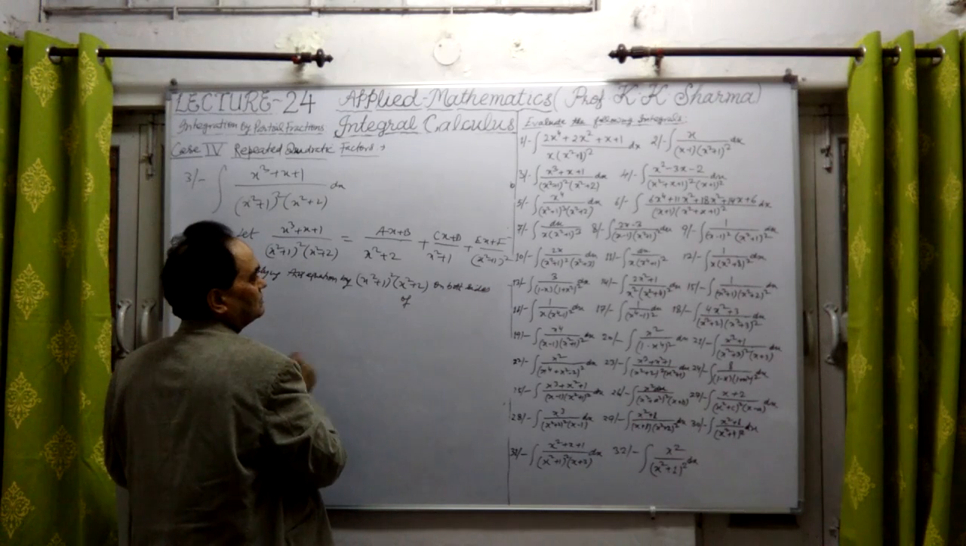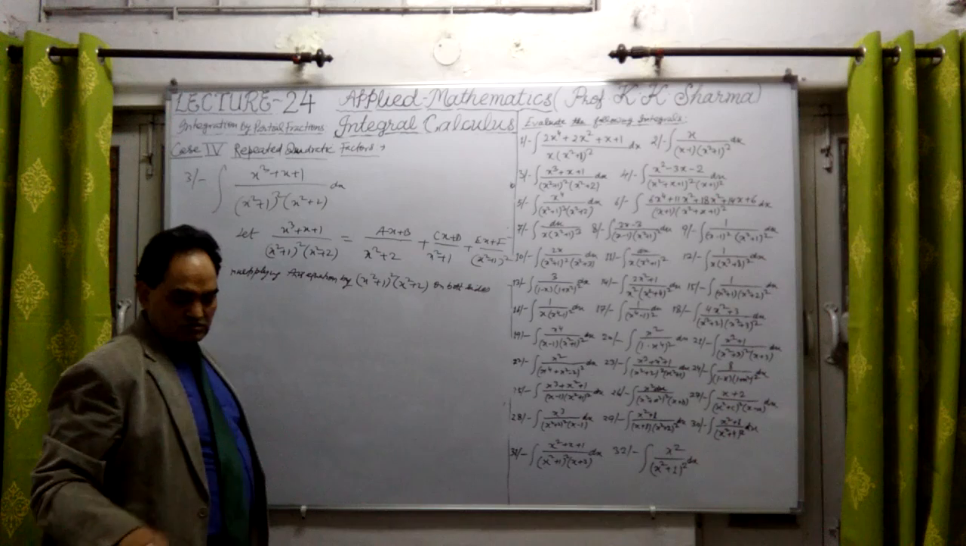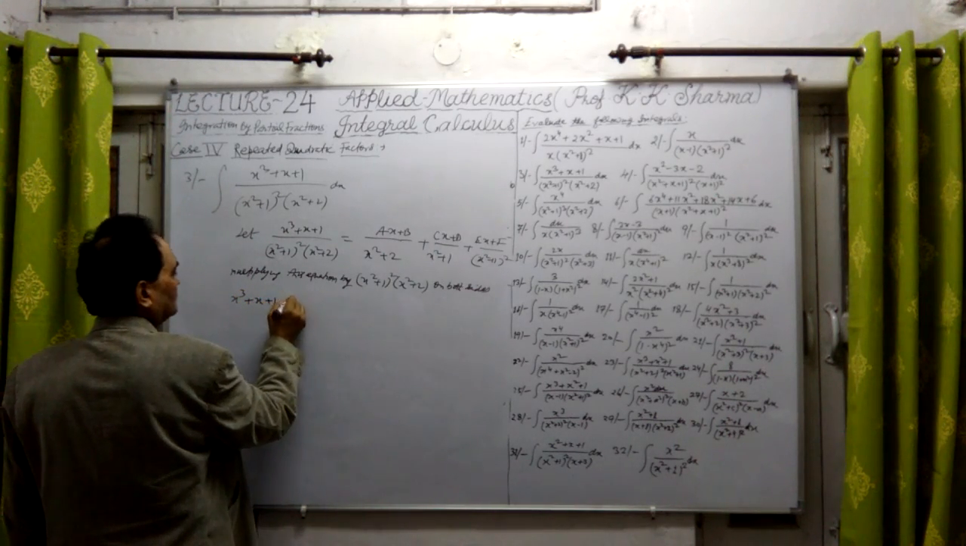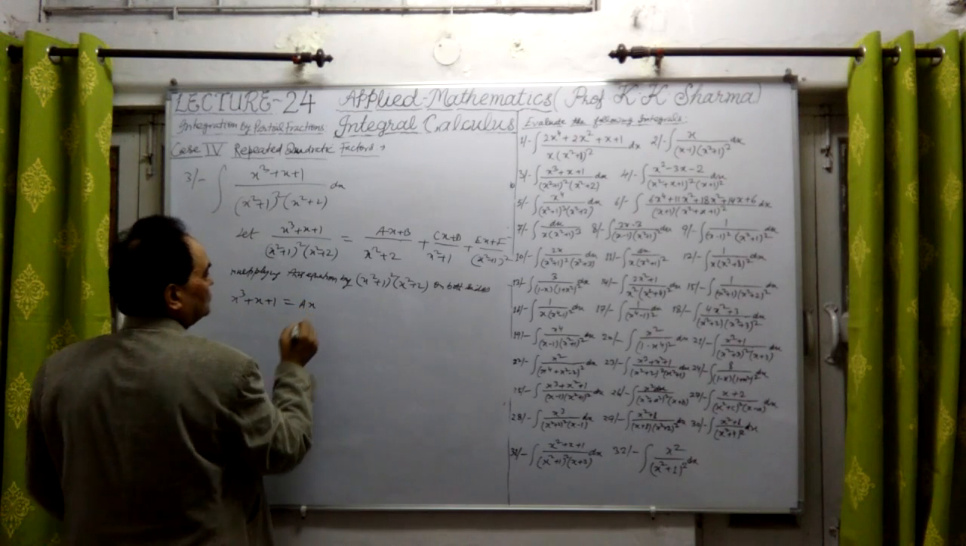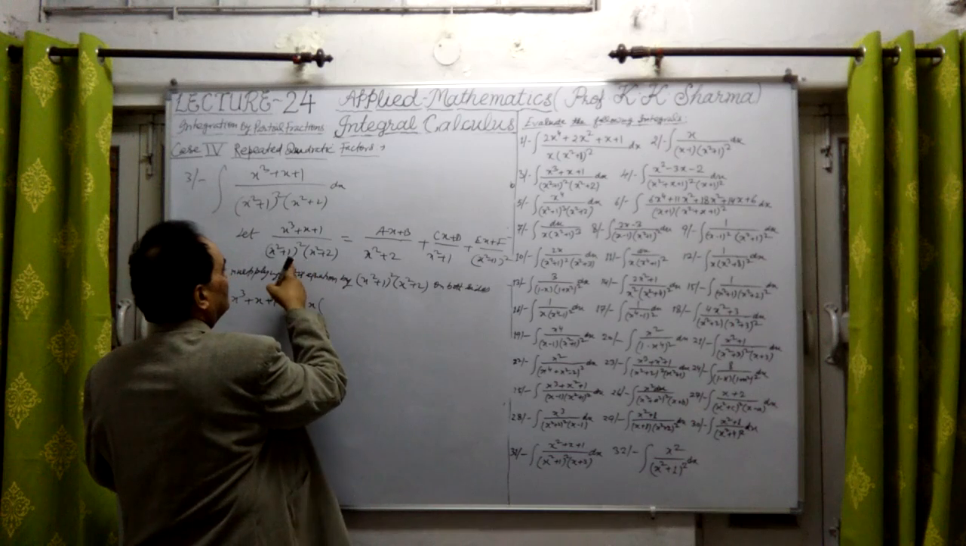Multiplying this equation by the denominator on both sides. Okay, that is already written. Now let me add it further. So this x cube plus x plus 1 equals a into x. Okay, let me write this equation.